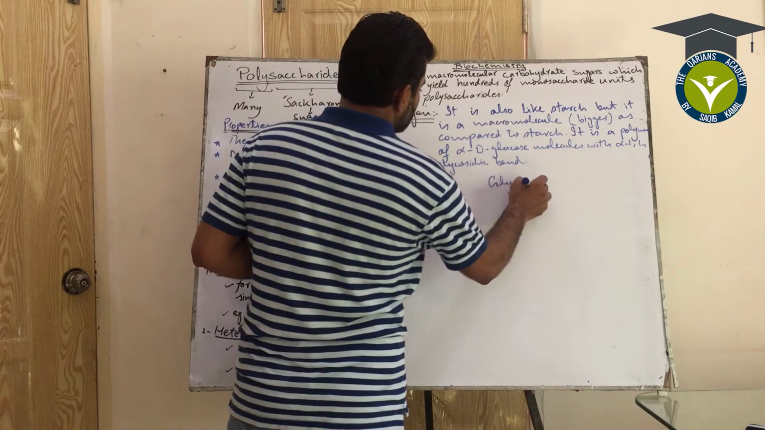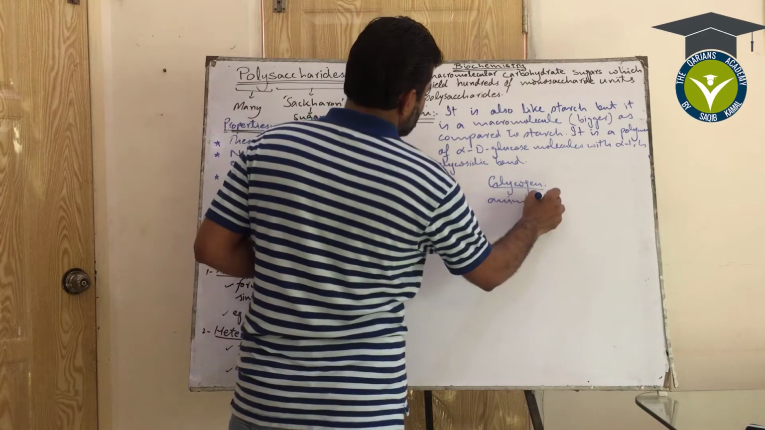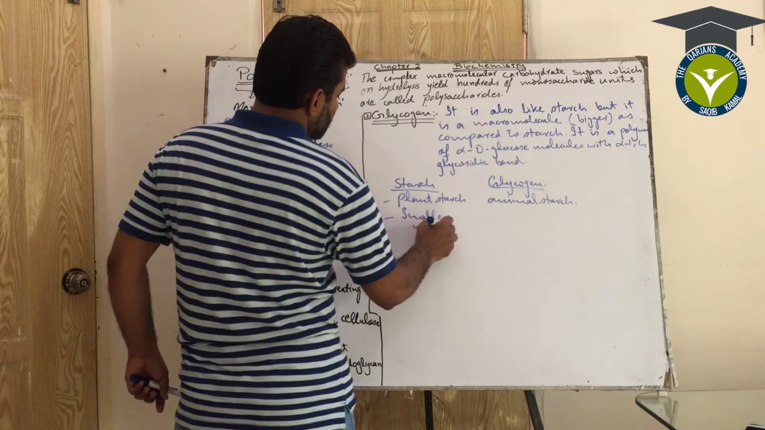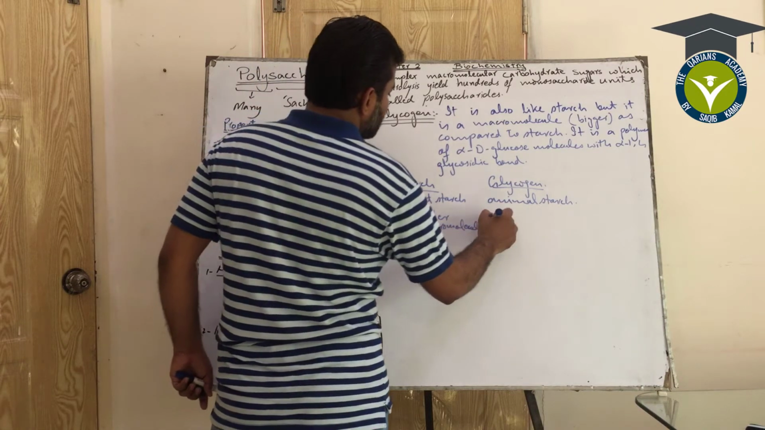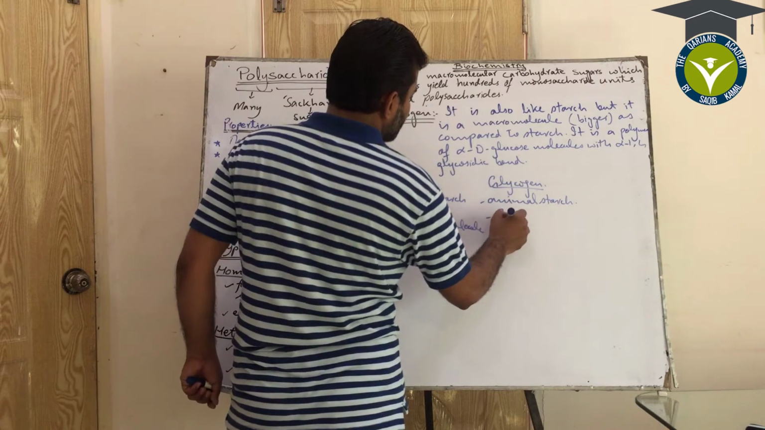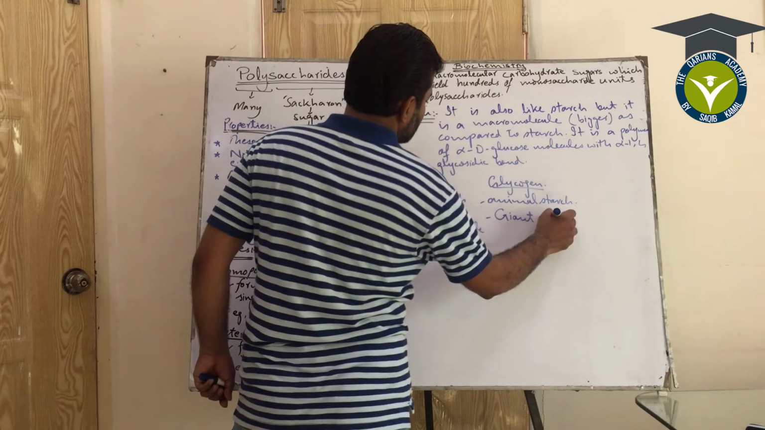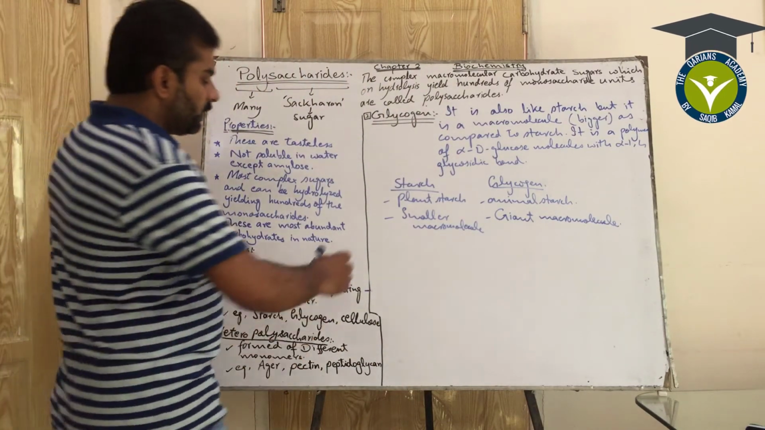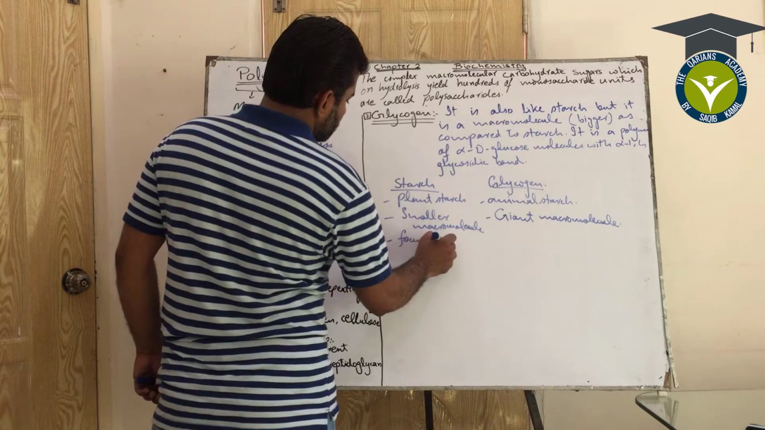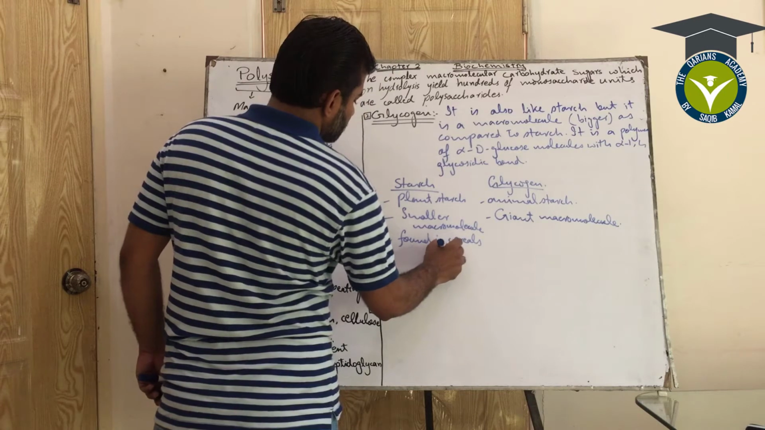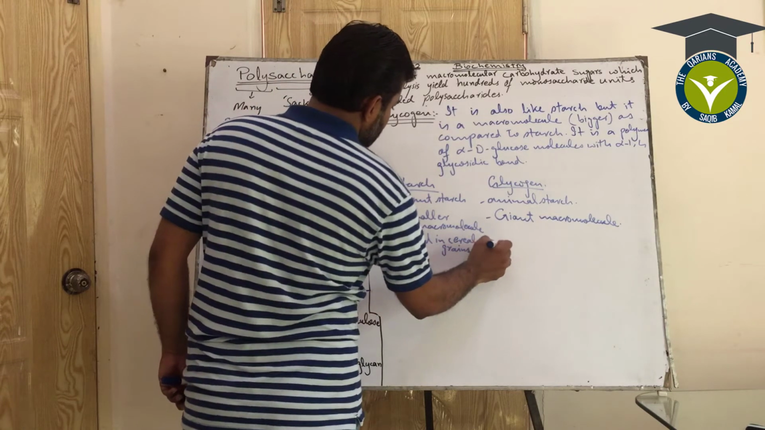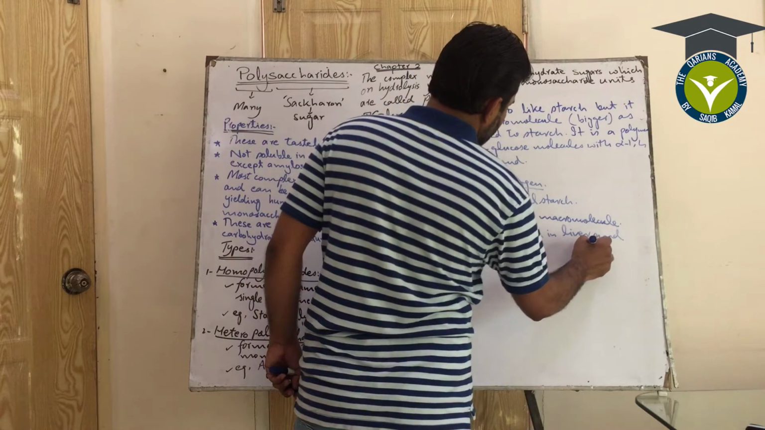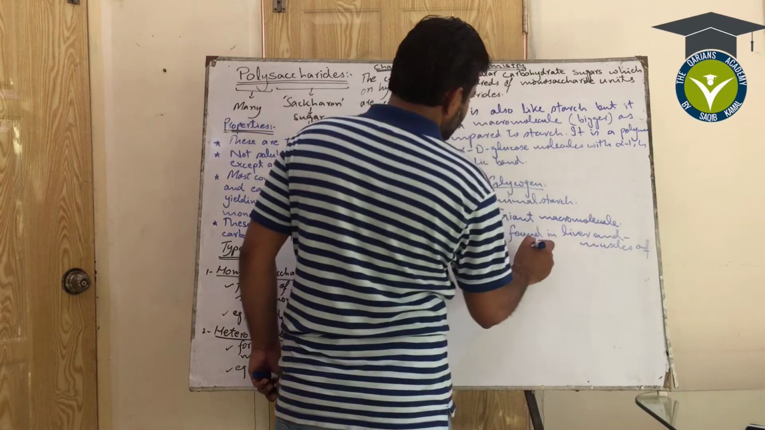The difference is that simple starch, that is the plant starch, and glycogen, that is the animal starch. It is a smaller macromolecule and it is a giant macromolecule. Starch is found in cereals, grains, fruits. Glycogen is found in liver and muscles of animals.